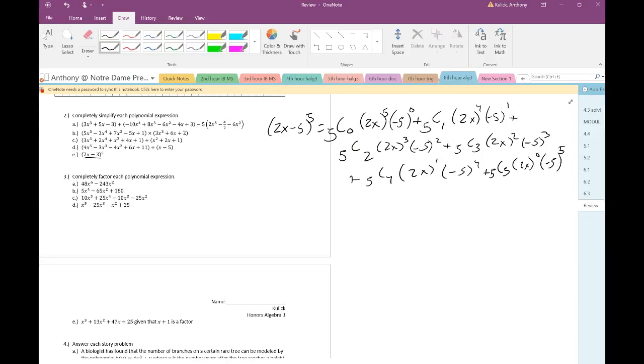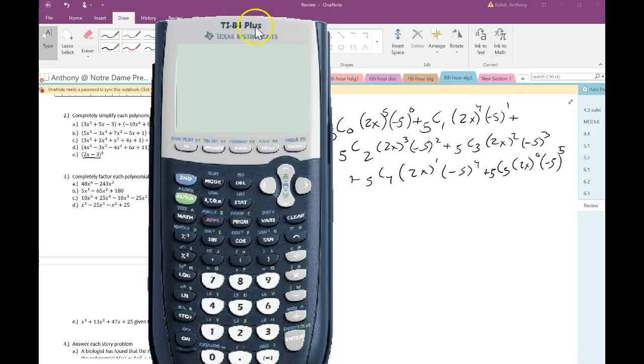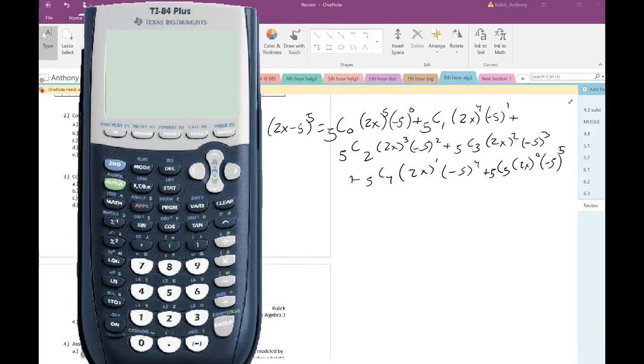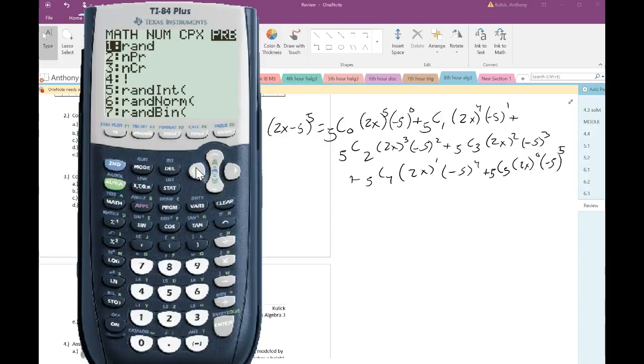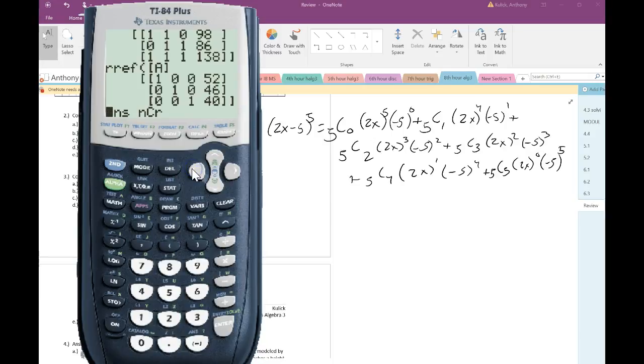What I need to do now is evaluate these on my calculator. To evaluate these combinations, the easiest way is to use your graphing calculator. The graphing calculator has that combination button built into it. So I'm going to do math over to the probability menu and then pick the nCr command. I'm going to start with 5 choose 0, and then I need a 2 to the 5th.